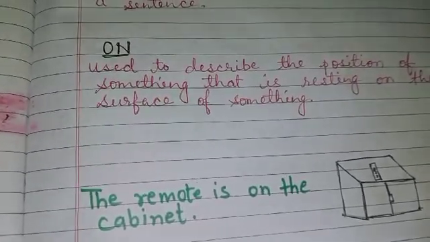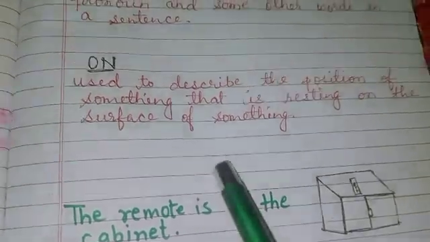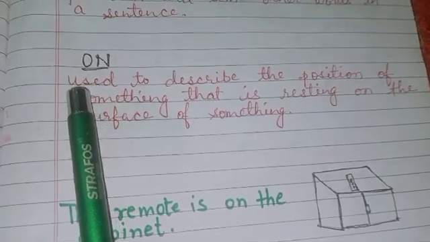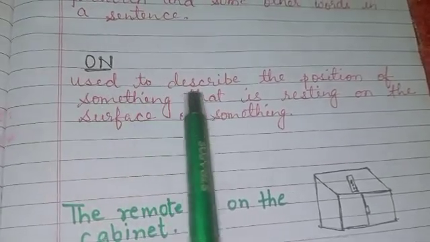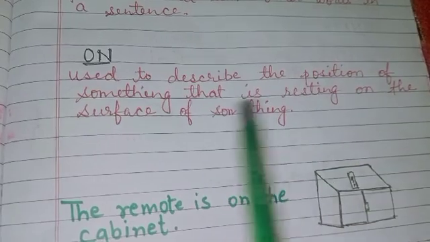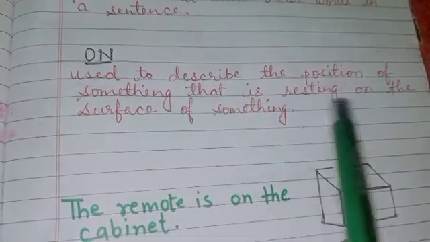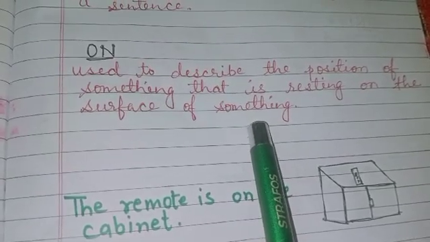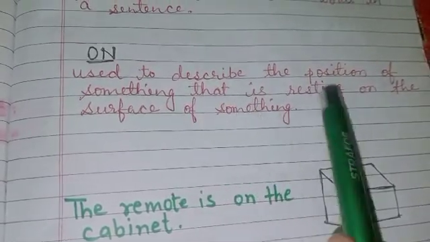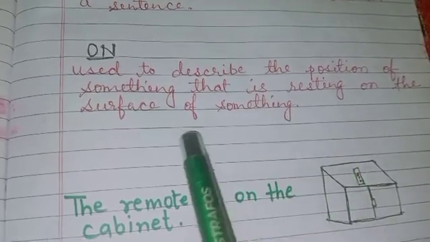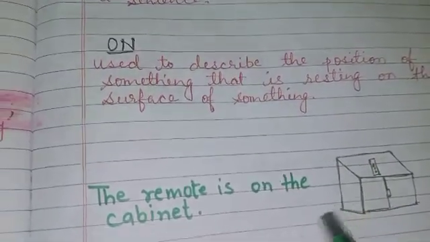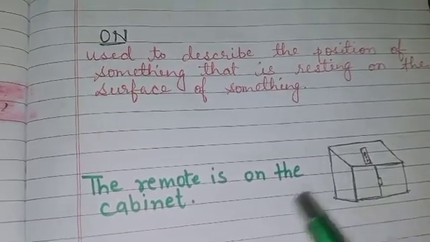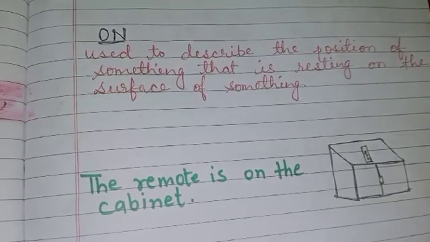Now there are so many prepositions, but you have to learn a few of them. Okay. The first is on. So on is used to describe the position of something that is resting on the surface of something. Let's see the example. The remote is on the cabinet.